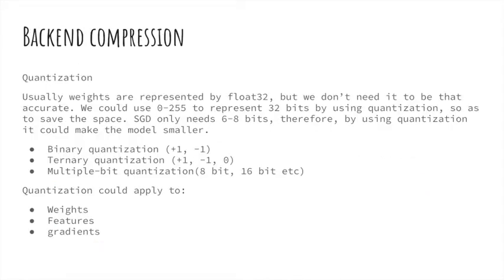The last backend compression method I will introduce today is quantization. It is widely used in hardware. The weights of the network are usually float 32, but we don't really need that precision. Instead, we could use 2 bits, 4 bits, or 8 bits to represent the weights, especially in microcontrollers. It prefers int compared to float. There are binary, ternary, and multiple-bit quantization. Quantization could apply to weights, features, and gradients.